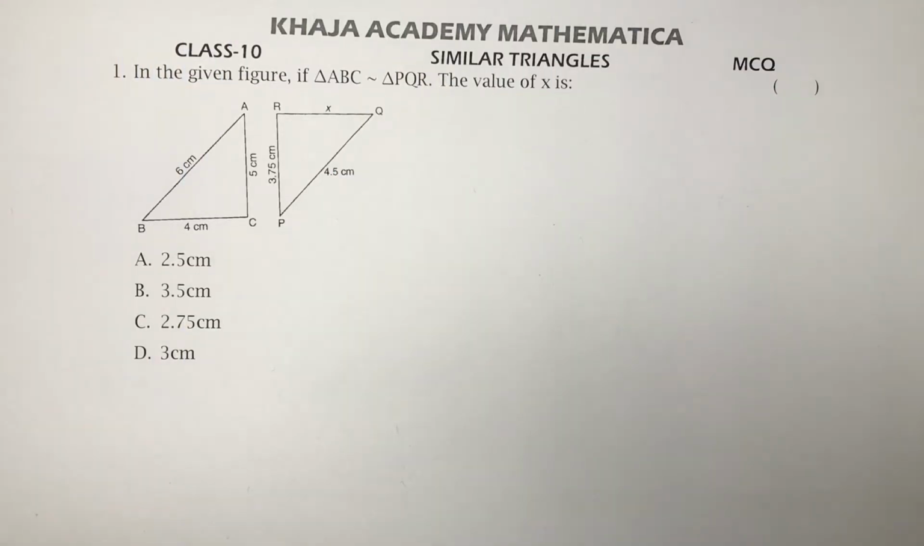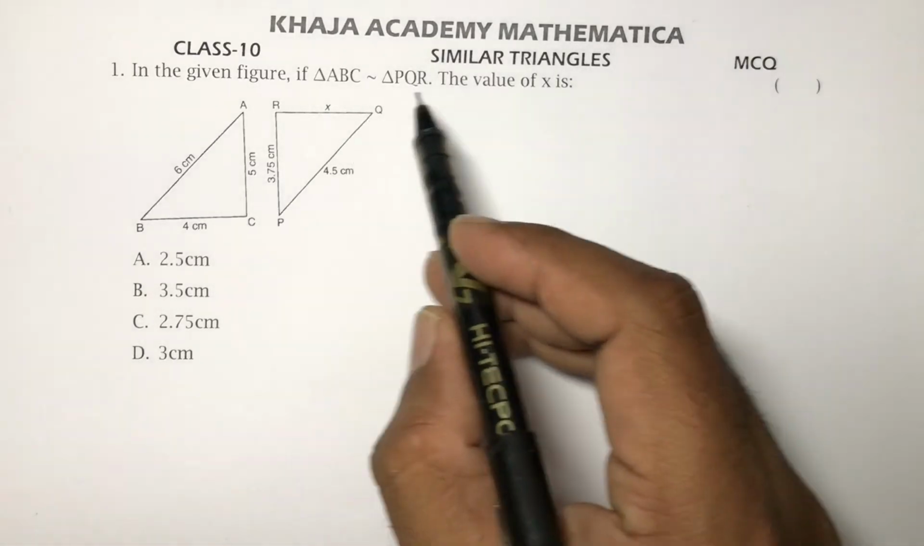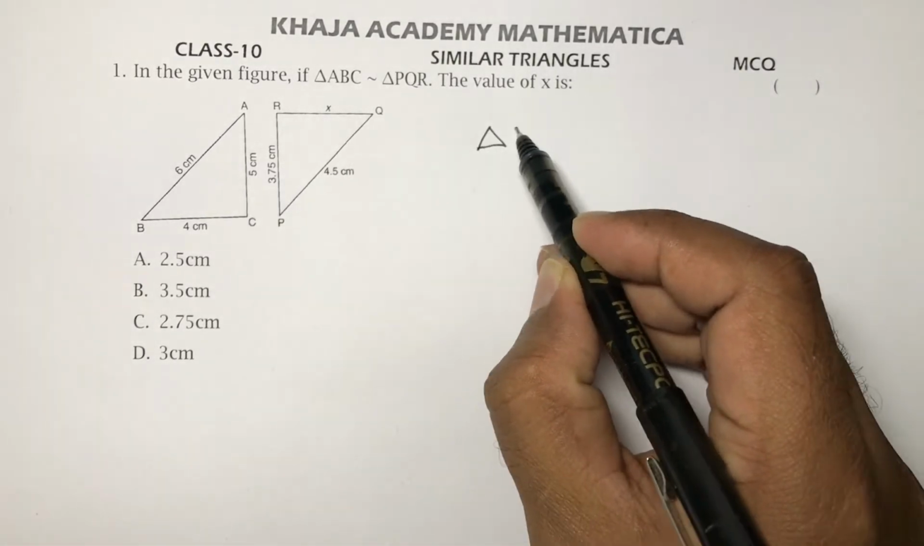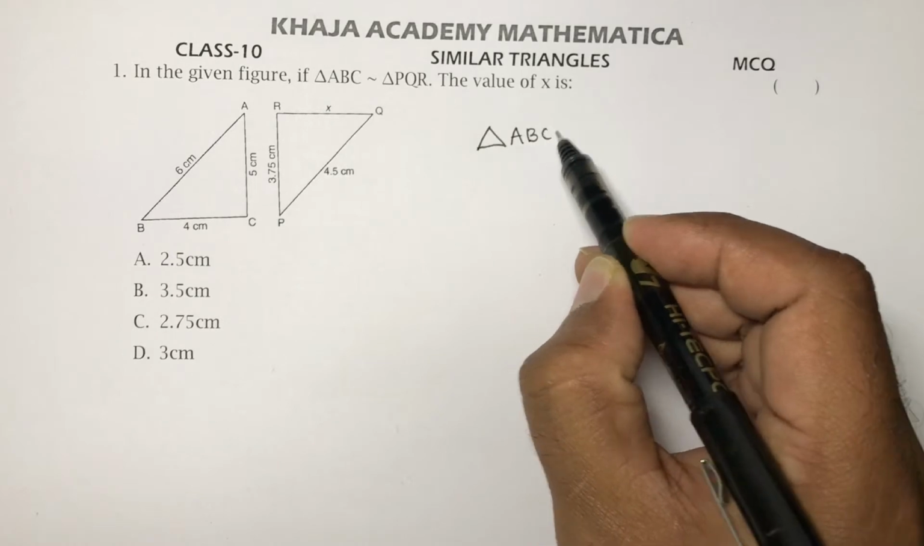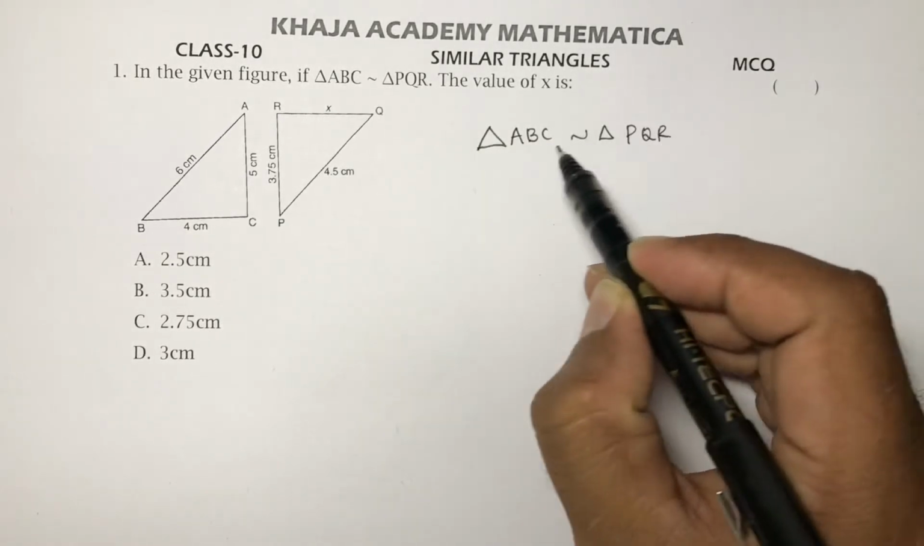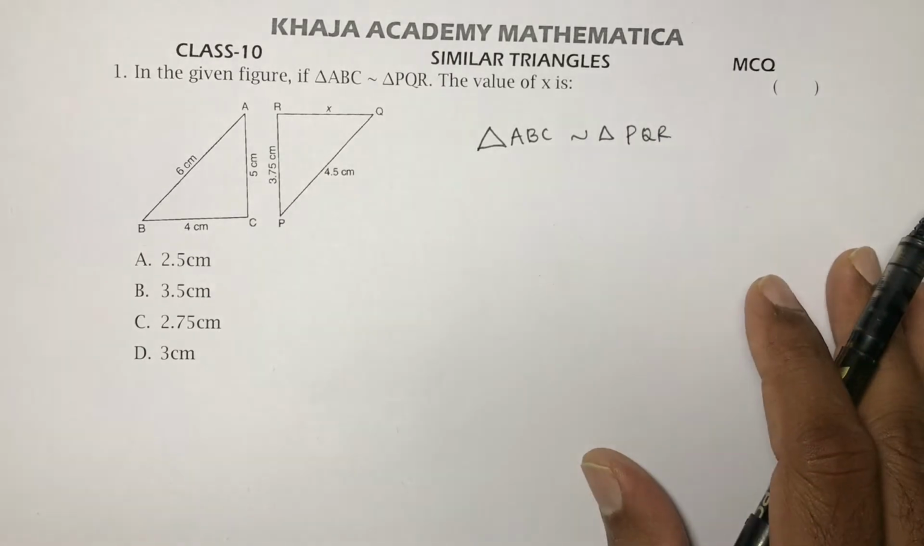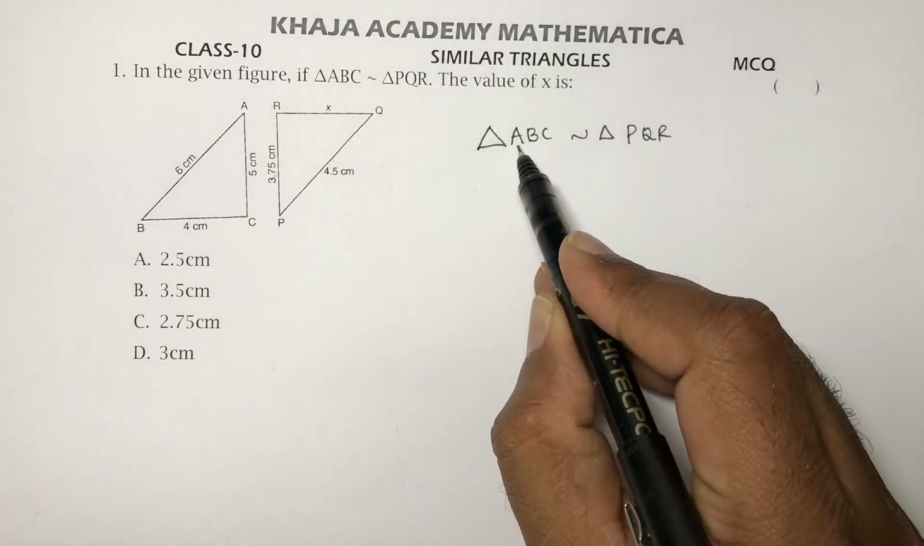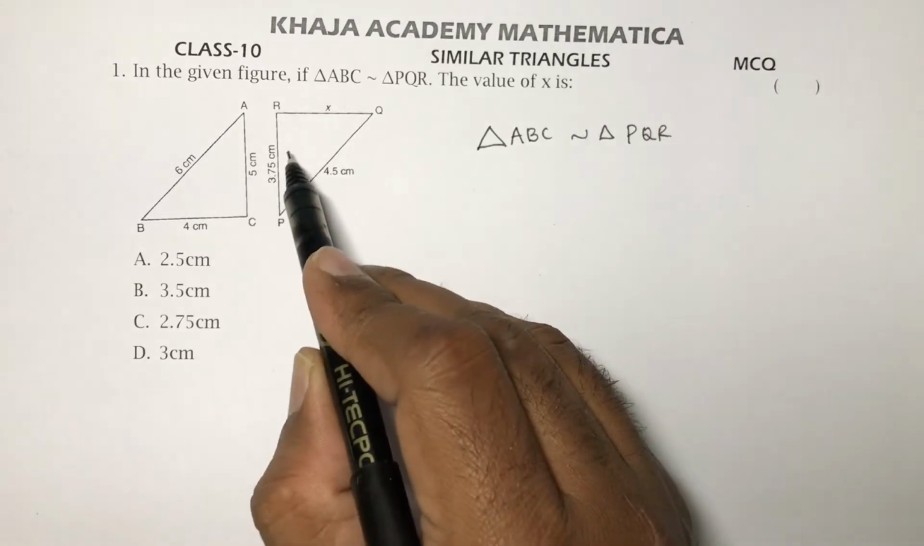In the given figure, if triangle ABC is similar to triangle PQR. See here, triangle ABC is similar to triangle PQR. If triangles are similar, then the sides are proportional. So if you see the diagram and if you write sides proportional, you may get confused.